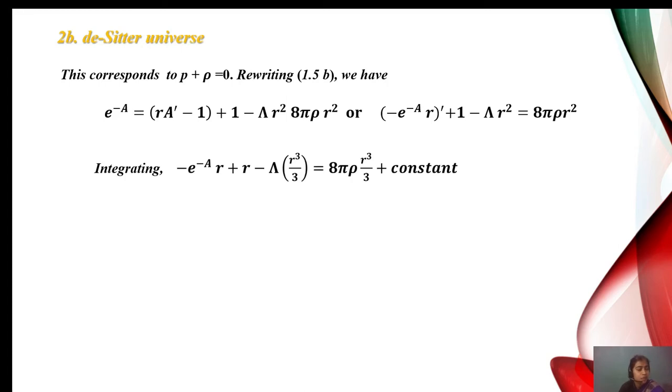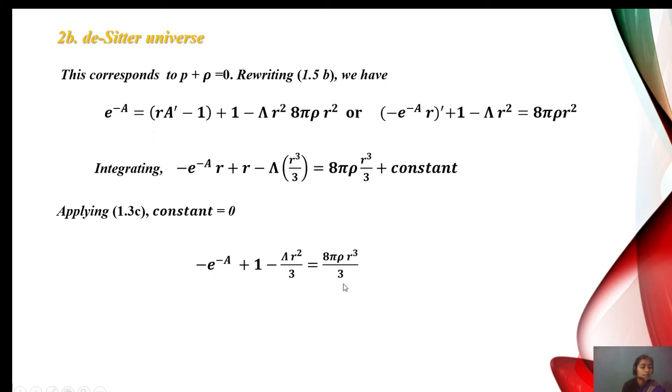Integrating this part, the a dash term integrates directly and cancels, leaving a simple form: the integral of 1 gives r, minus lambda r cube upon 3, equals 8 pi rho r cube upon 3 plus a constant. Applying the condition, the constant equals 0, and the equation simplifies. Since r is common, we cancel it on both sides.